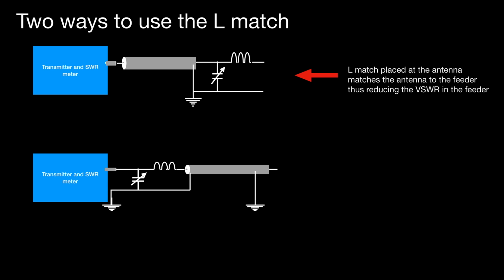If we have a look at the top version, the L match is placed at the antenna, and it matches the antenna to the feeder, thus reducing the VSWR in the feeder. And that's very good for EMC reasons, and also it's nice not to have a high VSWR in the feeder.